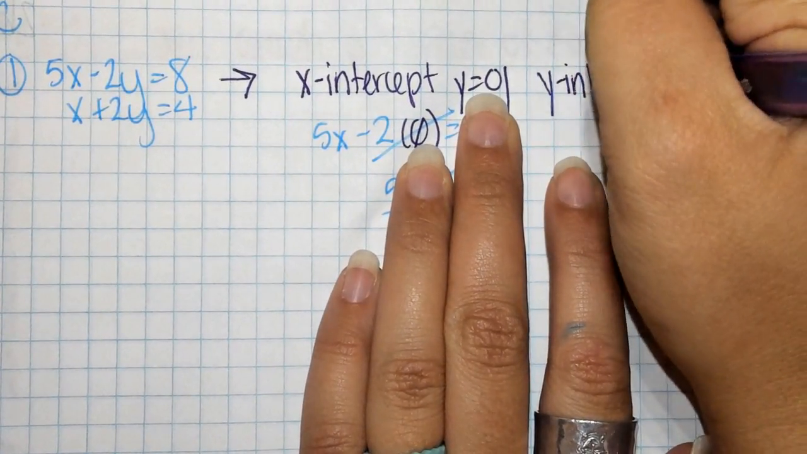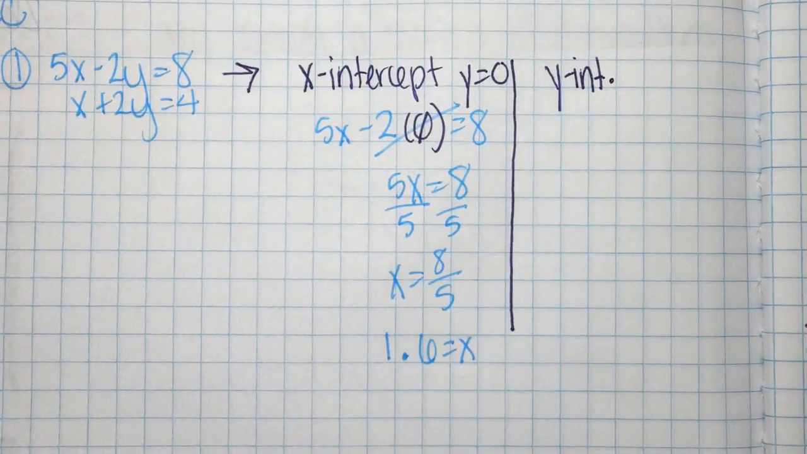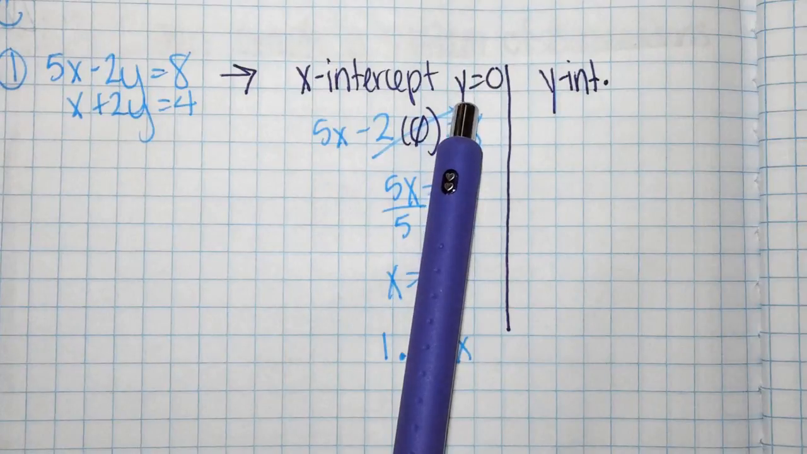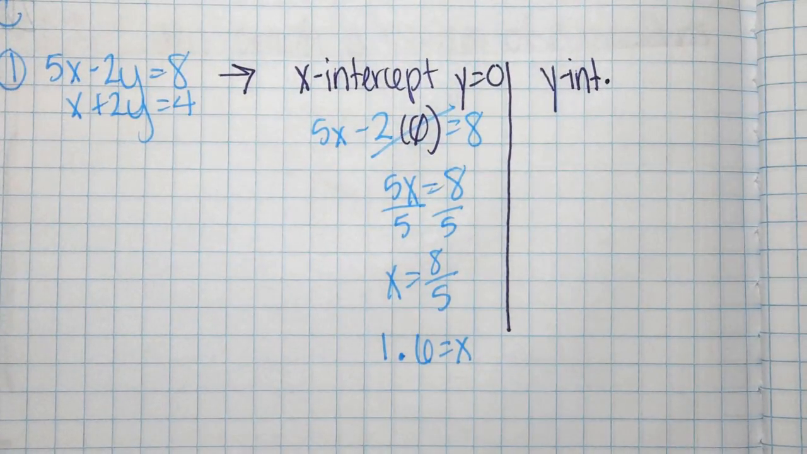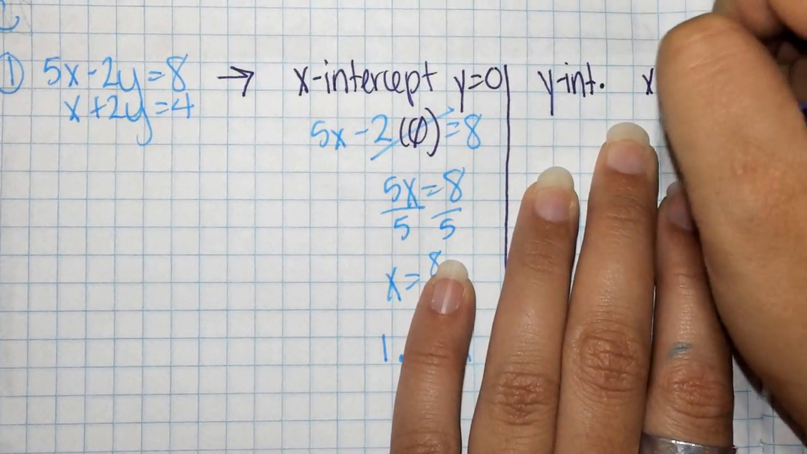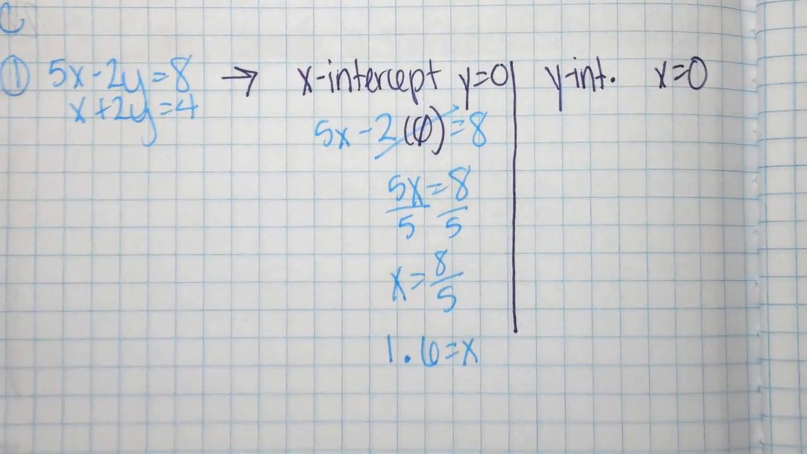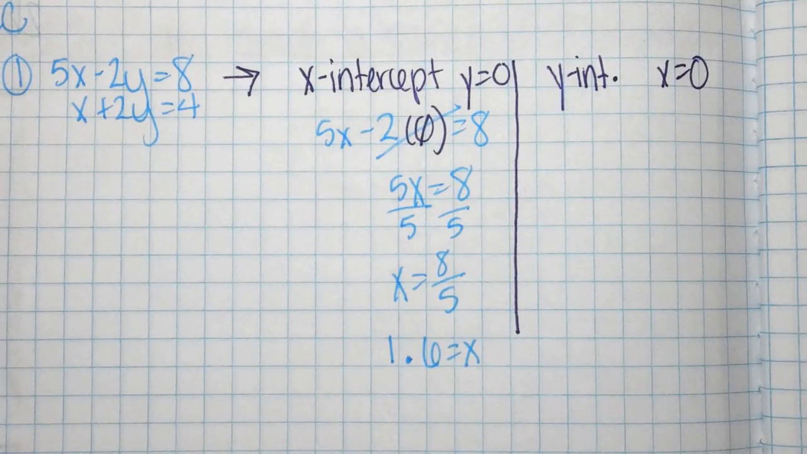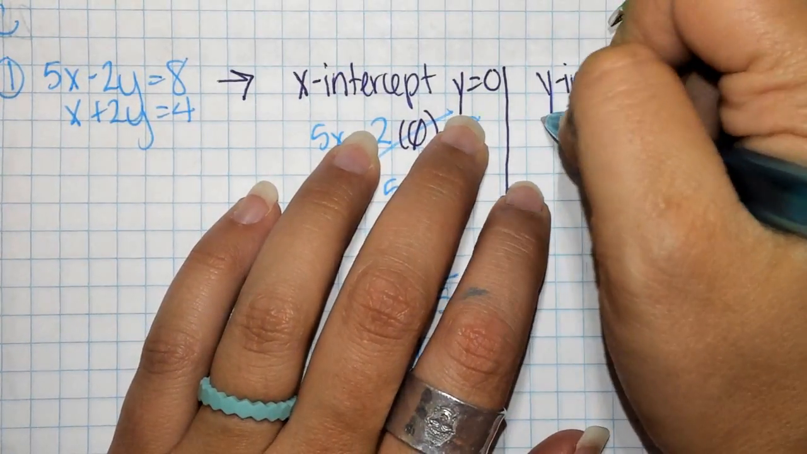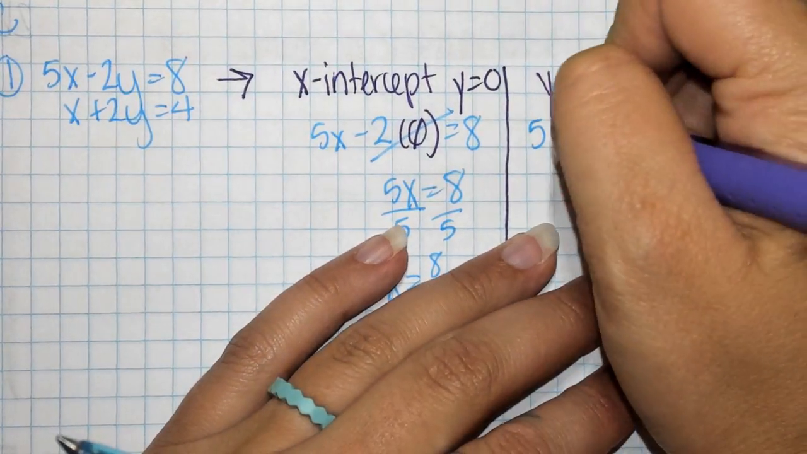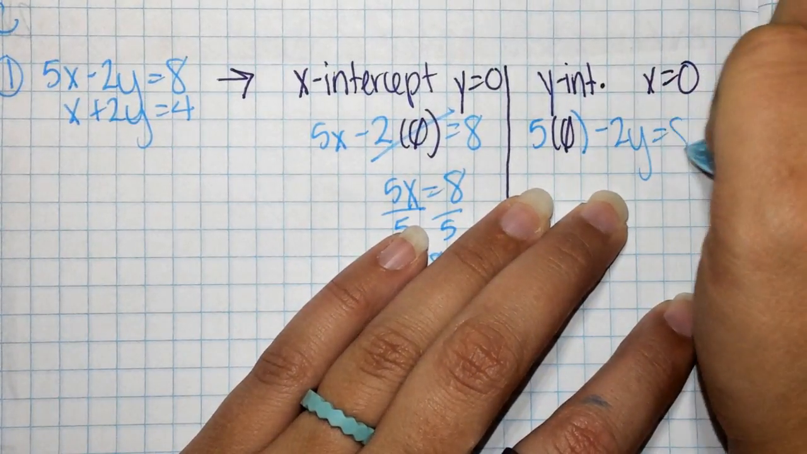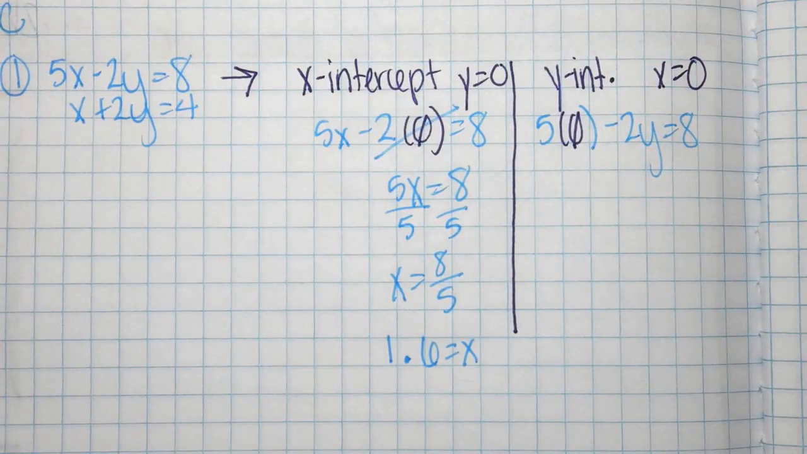Okay, now let's do our y-intercept. So for our y-intercept, what's going to equal 0? If for our x-intercept we let y equal 0, what are we going to do over here? X equals 0. It's the opposite. I'm going to do the exact same thing, but I'm going to plug this in for x. So I'm going to say 5 times 0 minus 2y equals 8. Does everybody see what it did?